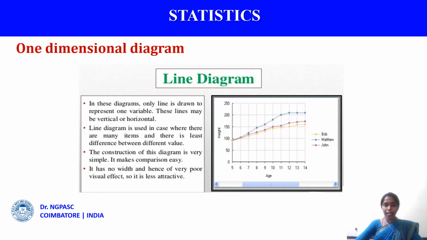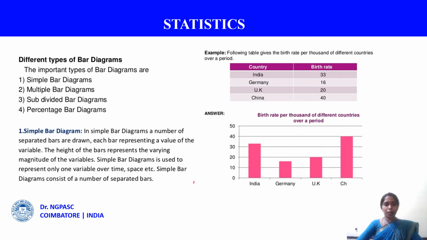The first one is line diagram. I have given an example. Only a line is drawn to represent one variable. It may be vertical or horizontal. Here the construction of this diagram is very simple. It makes comparison easy. There is no width, and hence it is of very poor visual effect, so it is not very attractive. The next one is bar diagram.